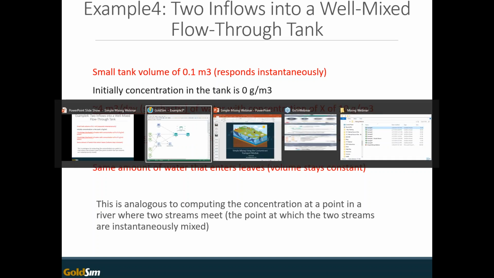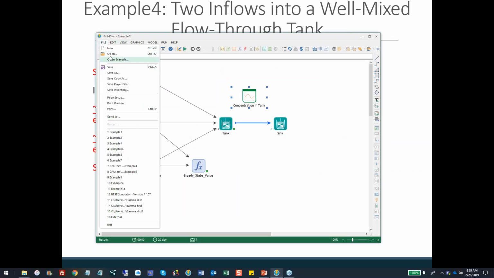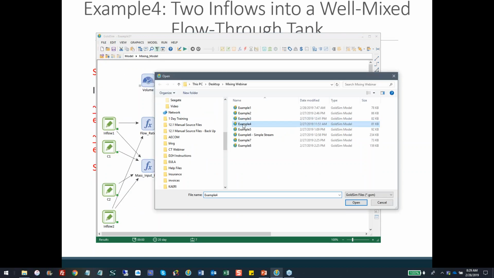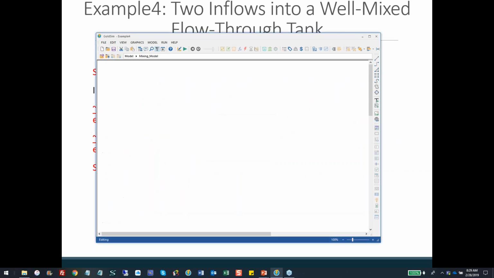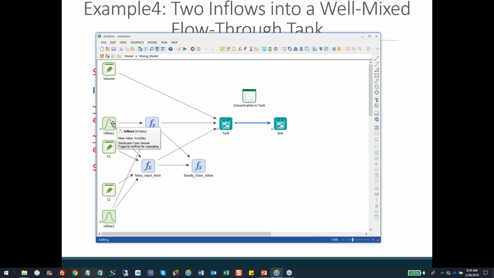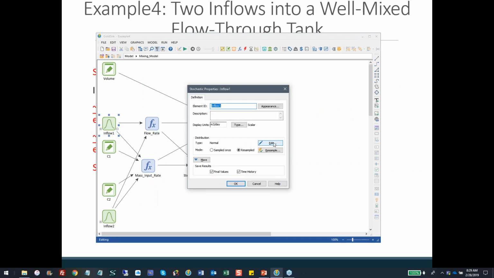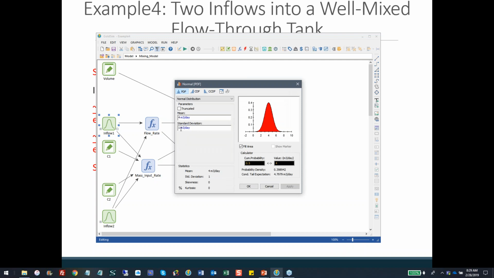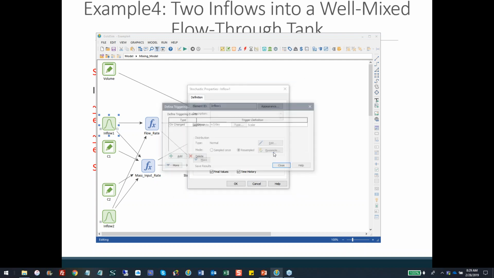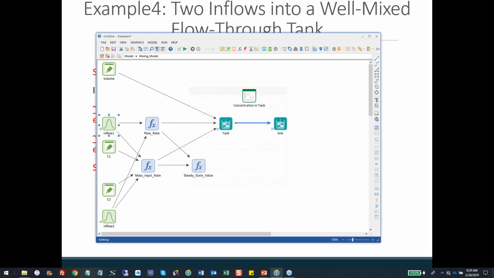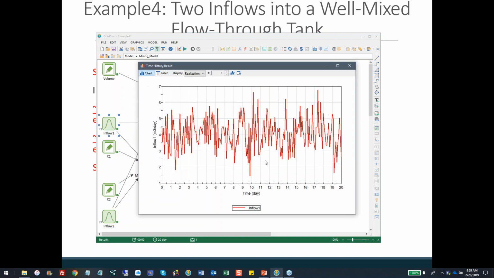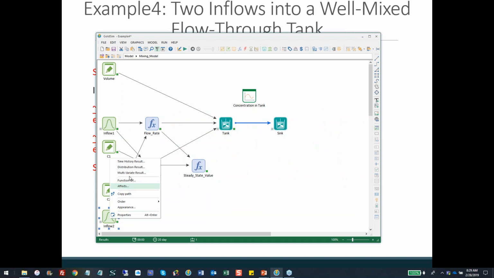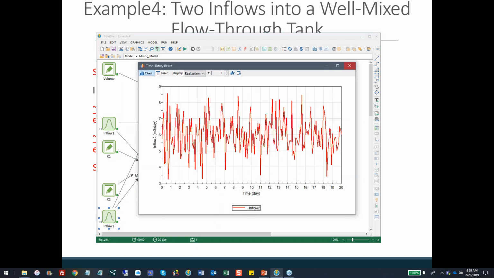So let me just show you that model to see how I set that up. Here I represented my flow rate as a stochastic variable with a mean of 4 and a standard deviation of 1. I'm resampling it every hour, right? So if I were to run this model, my flow rate, this is the first inflow, is just bouncing around. So it's not constant. My second flow rate also bounces around, okay?